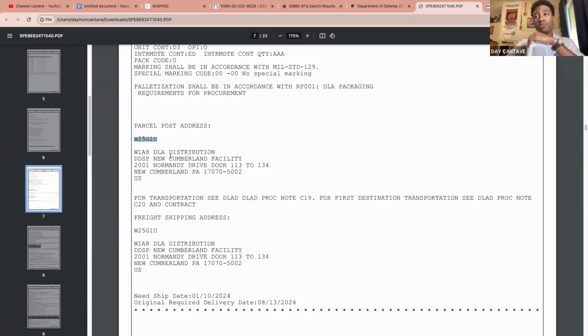And then I've actually been to this place, DLA Distribution in New Cumberland, Pennsylvania. And then this is the address of where it's going. So sometimes the parcel post address and the freight shipping address are going to be different. Whenever that's the case, if they're both in the US, just bid on it. And then once you print out your label in BSM, it will give you the actual end use place of where it's going.